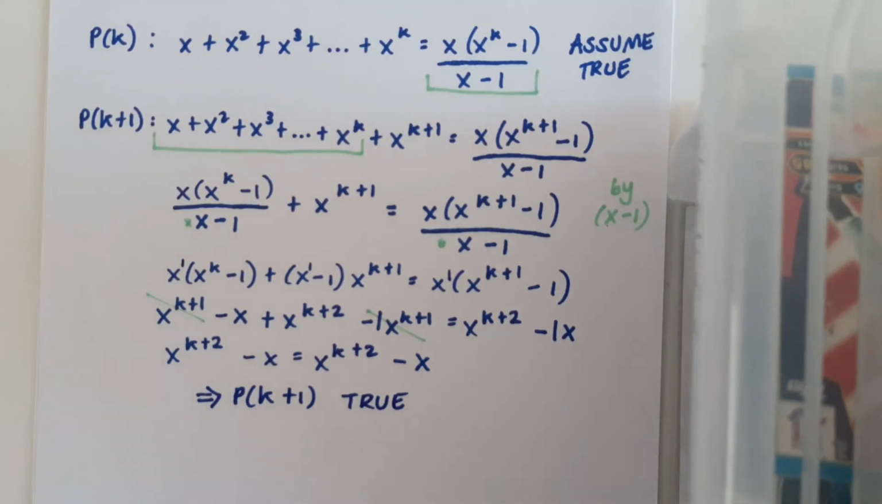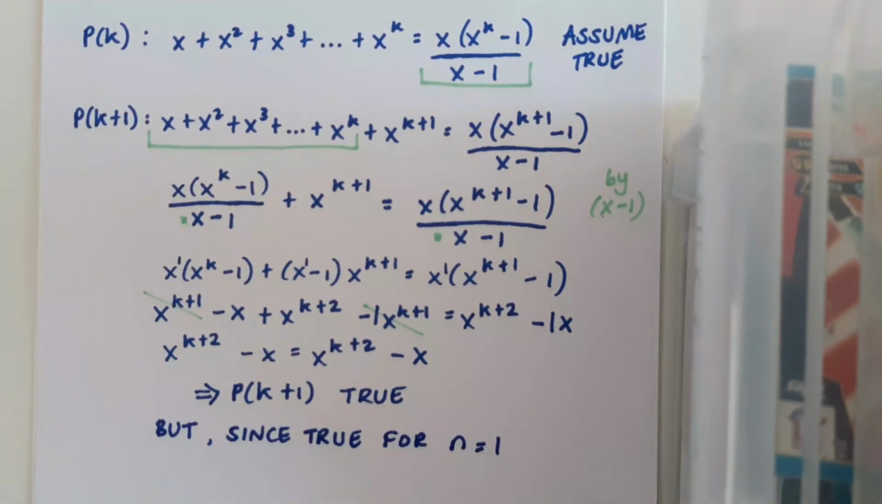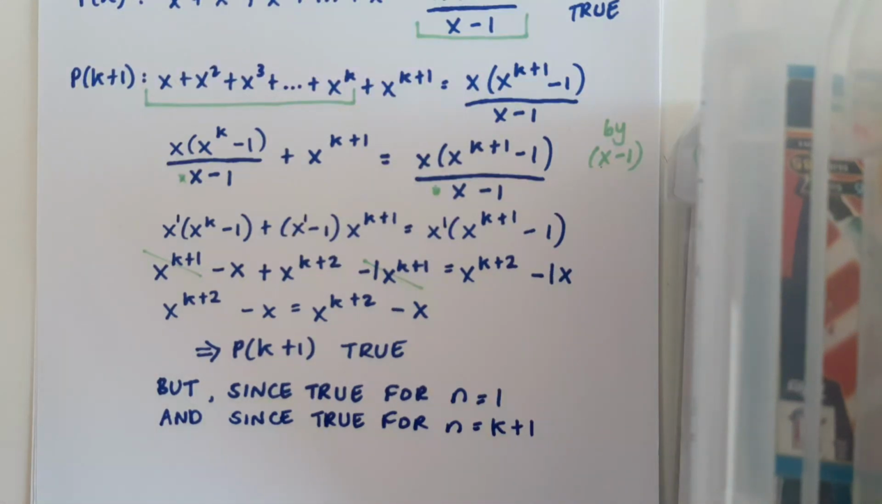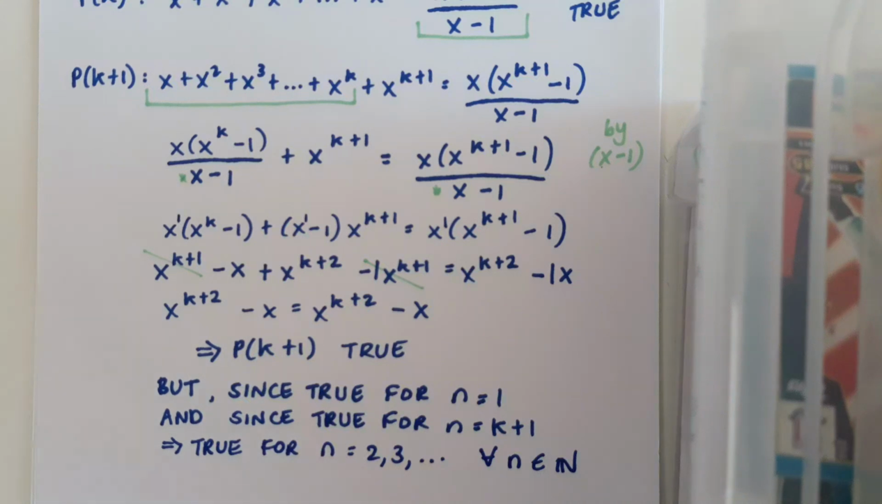And now I want to just put in my little spiel at the end to finish up my induction. So I can say that the statement is true for n equals 1, and since it's also true for n equals k plus 1, that leads on then for us to be able to say that it's true for n equals 2, 3, and all values of n where n is an element of the natural numbers.